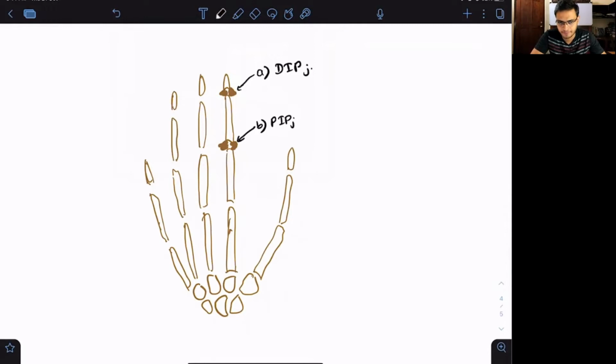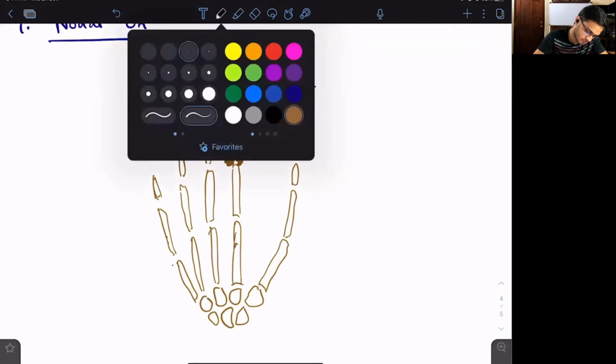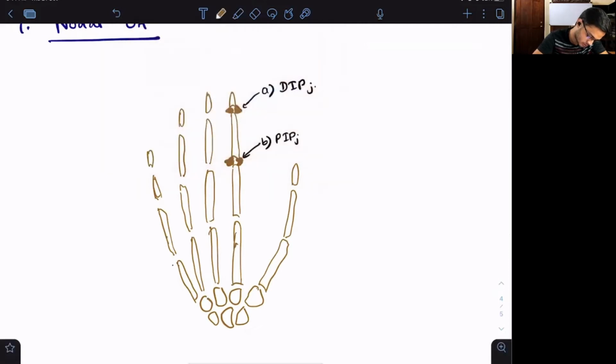Here you have, these are our metacarpals and our carpals. I have made a mistake here. I forgot to draw one more bone here. Something like that. Okay. So here, these bones are our metacarpals. These small ones are our carpals or wrist bones.